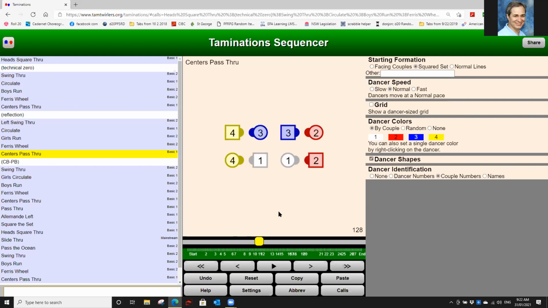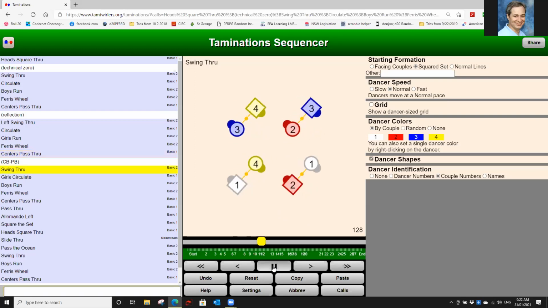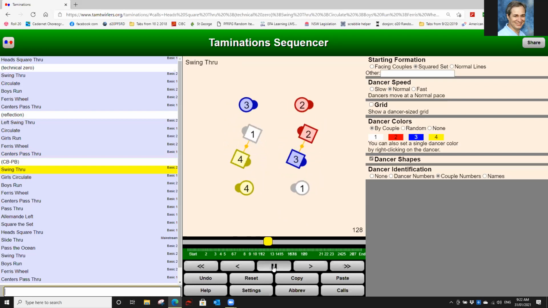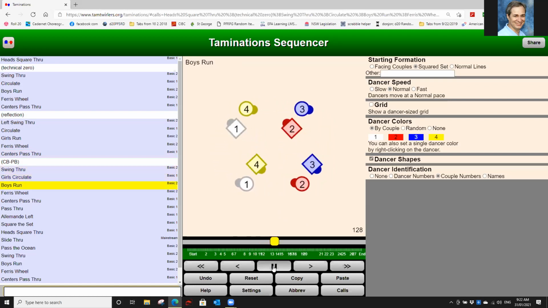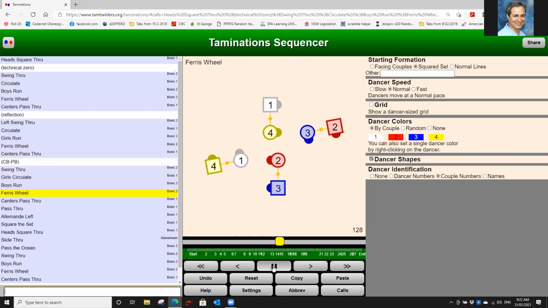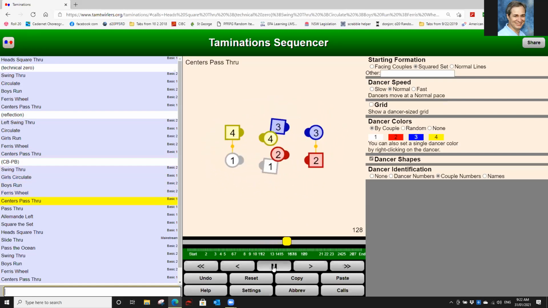Okay. What's the next one we've got? Corner box to partner box. Okay. So swing through then. Girls circulate. Boys run. Now Ferris wheel. Centers pass through. So now the point is we've only changed one thing. We've only added a girl circulate in here, and that has changed the characteristic of that module. So your memory remembers that cliche. Say, well, remember if I added one thing, it changes it in this way. So now we have a partner box.